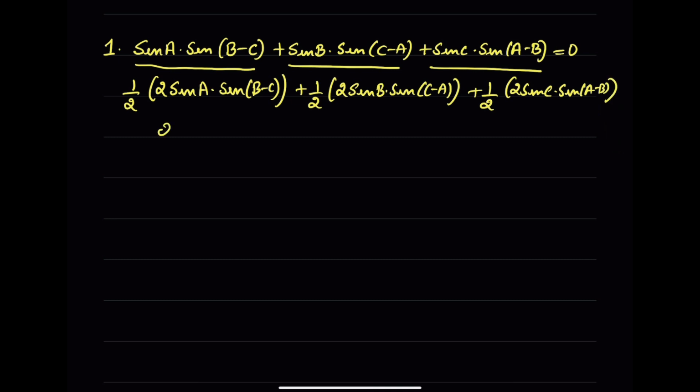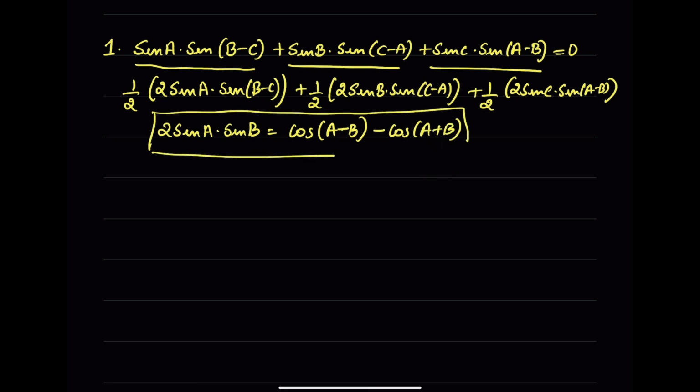Now this is of the format 2 times sin A sin B. So here we will apply the formula, which is cos of A minus B minus cos of A plus B. So this is the application in each of the terms.